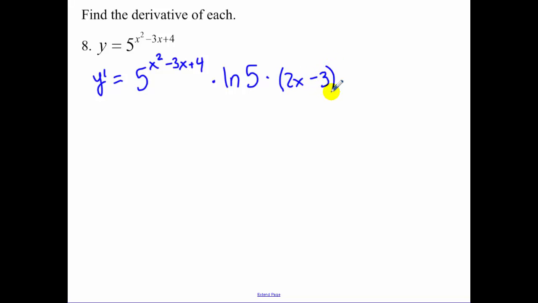Derivatives now of an exponential. Remember, it's essentially the function that we started with, times the ln of the base, times the derivative of whatever the exponent was, so that's 2x minus 3. So that is what our derivative is.